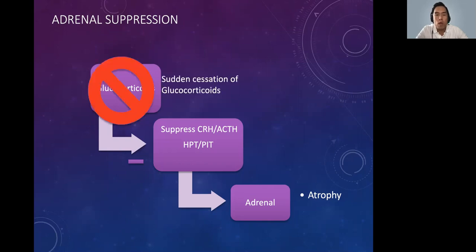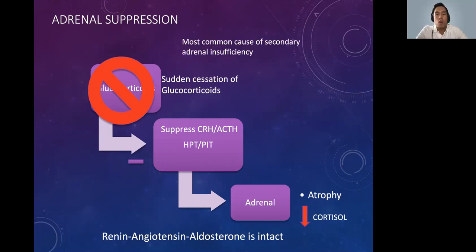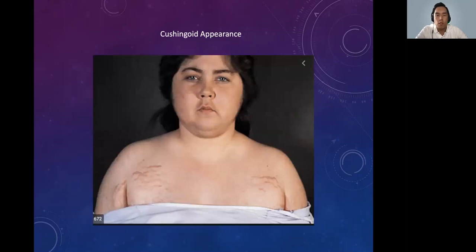But the problem happens when you have a sudden cessation of the glucocorticoids. You stop giving glucocorticoid abruptly, and the patient's HPA axis has not recovered, right? This causes inadequate production of cortisol and adrenal insufficiency. However, as I mentioned before, this is considered secondary adrenal insufficiency, so the renin-angiotensin-aldosterone system is intact. This is probably the most common cause of secondary adrenal insufficiency that you'll see in clinical practice. Patients also often have a cushingoid appearance. Like in this patient, you see moon facies, striae, and truncal obesity. These are features of a patient who has been receiving glucocorticoids for a long period of time.